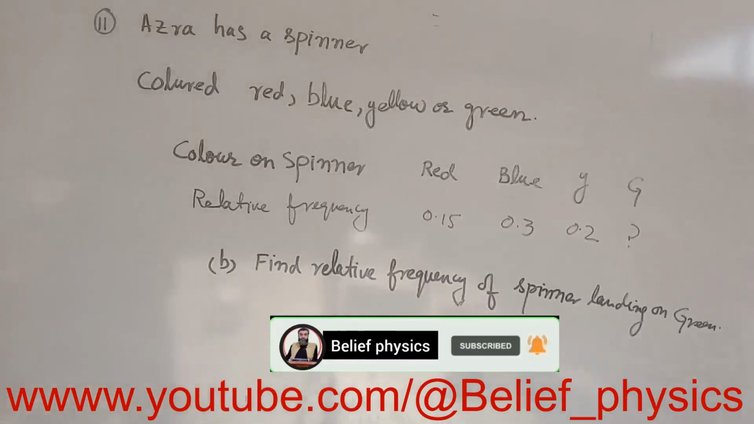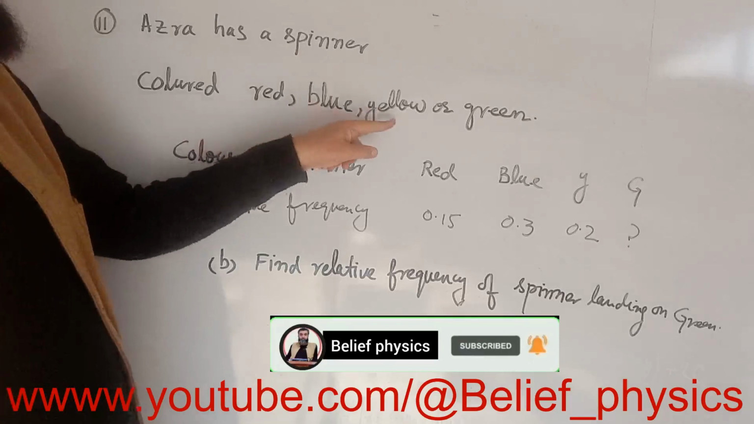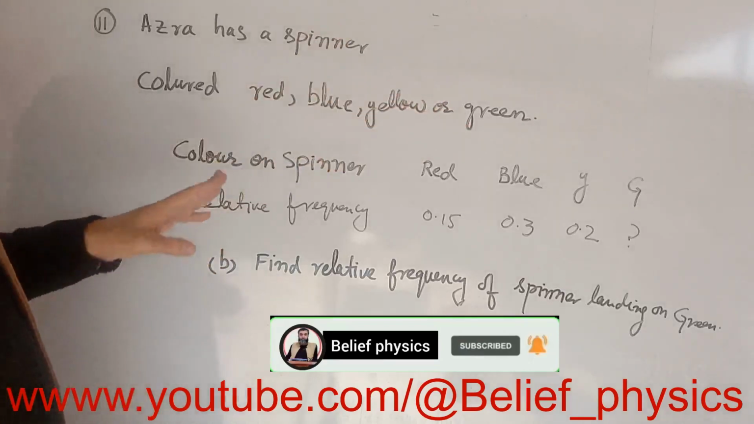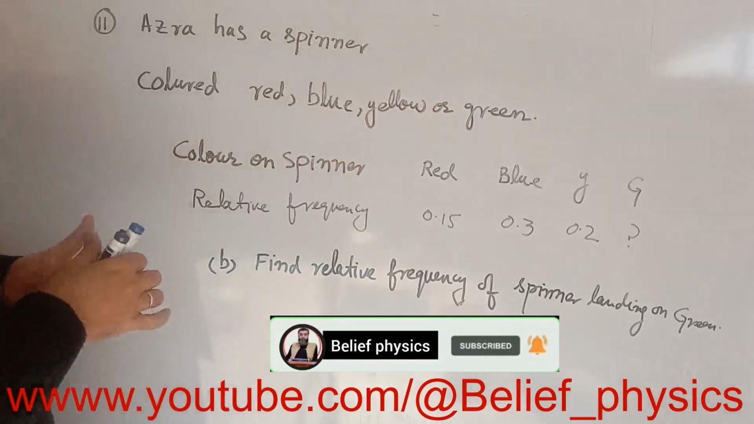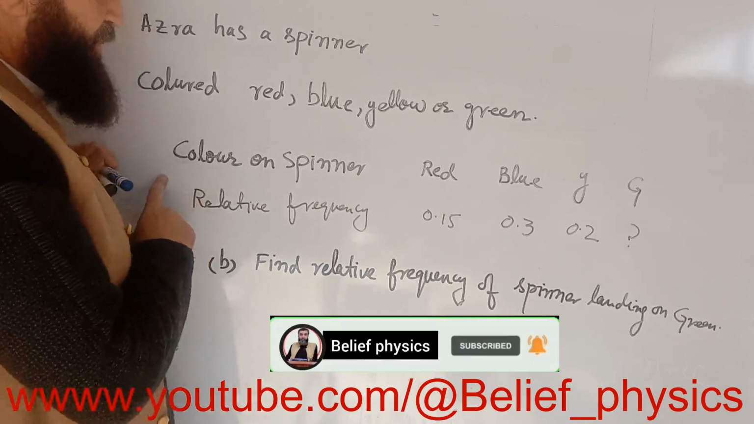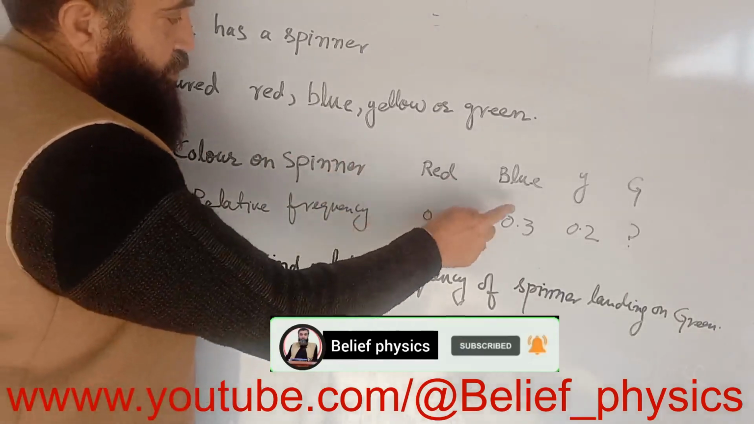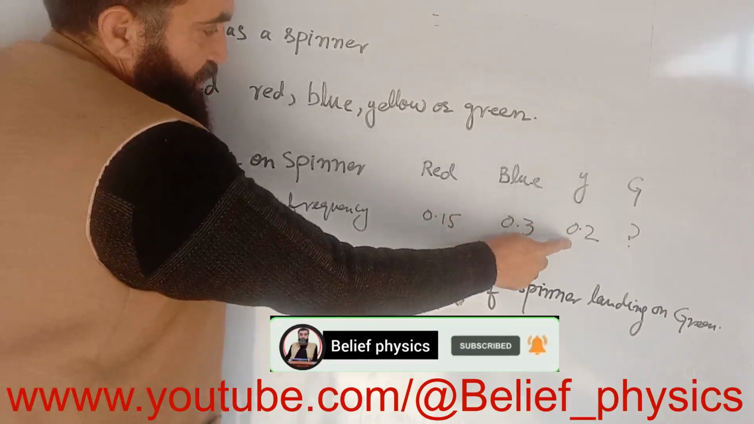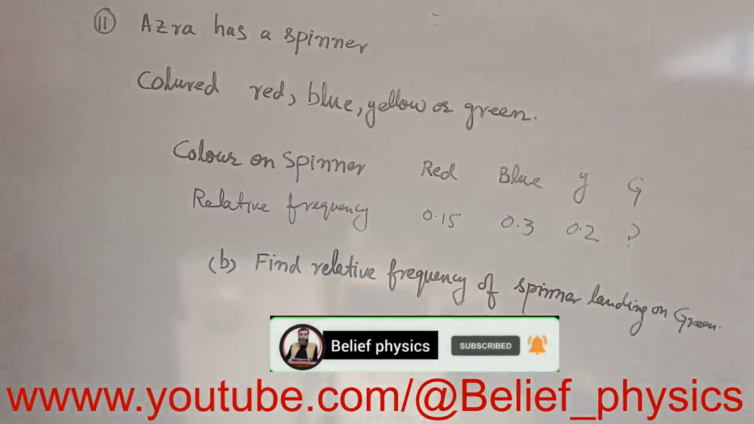Question number 11: Azra has a spinner with sections colored red, blue, yellow and green. There are 4 sections on the spinner. One of them is red, one is blue, one is yellow and one is green. There is a table given and it shows the relative frequency for the spinner landing on red is 0.15, for blue it is 0.3, for yellow it is 0.2, and for green it is unknown. The question is to find the relative frequency of the spinner landing on green.